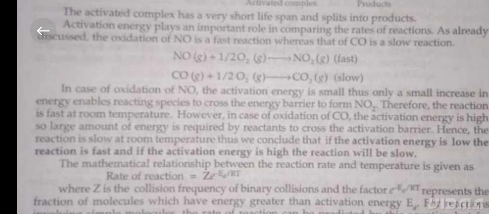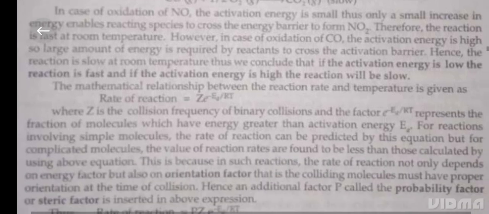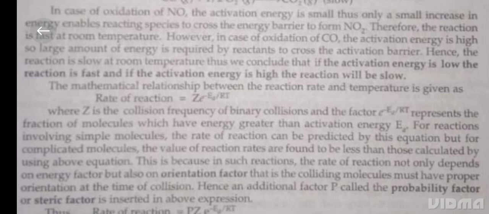The oxidation of NO is a fast reaction, whereas that of CO is a slow reaction. In case of oxidation of NO, the activation energy is small, thus only a small increase in energy enables reacting species to cross the energy barrier to form NO2. Therefore, the reaction is fast at room temperature.